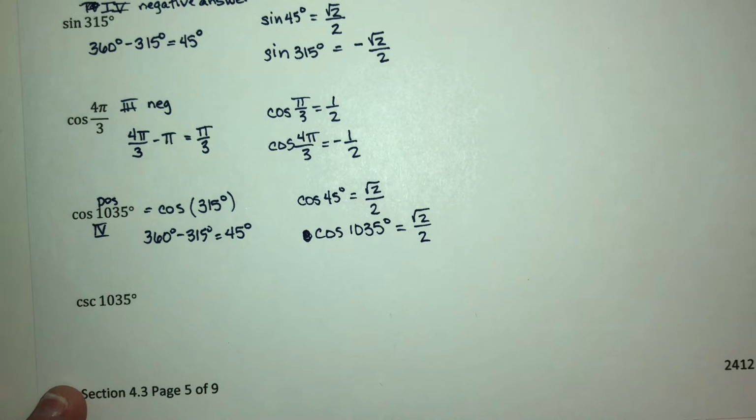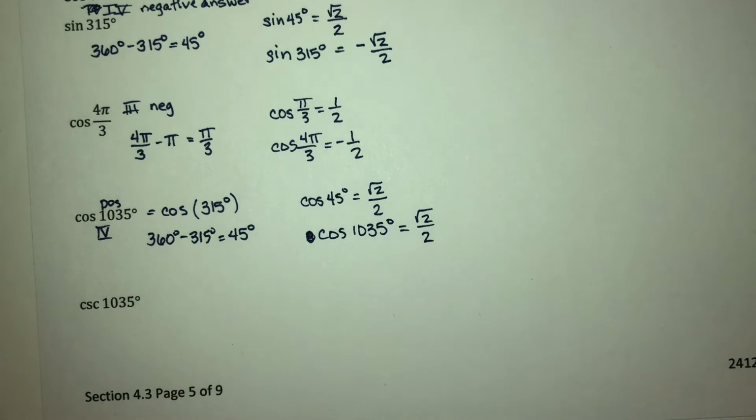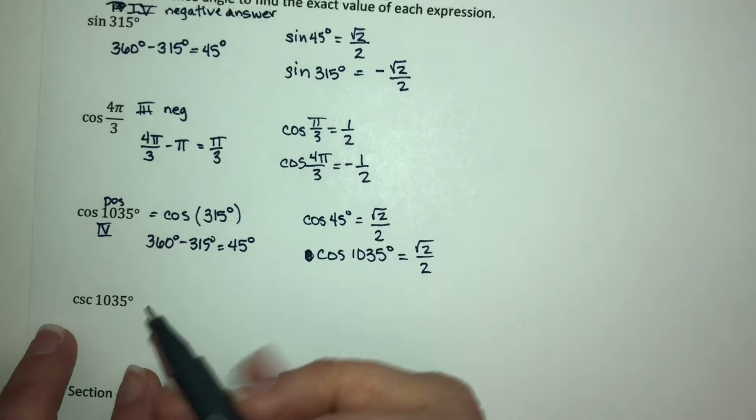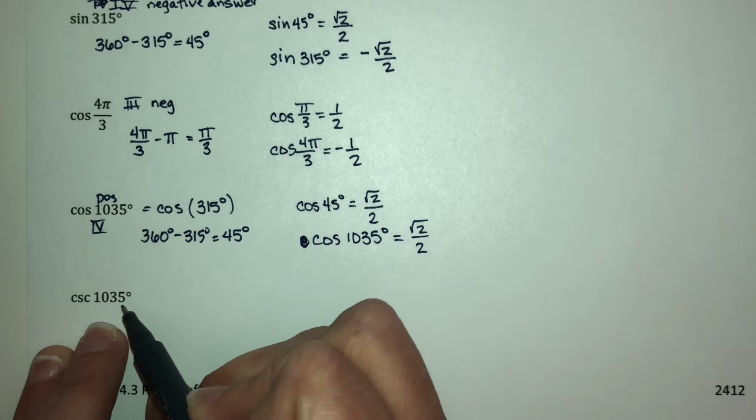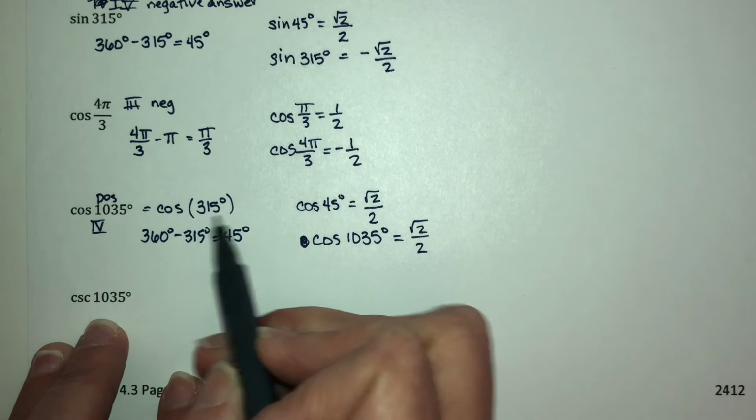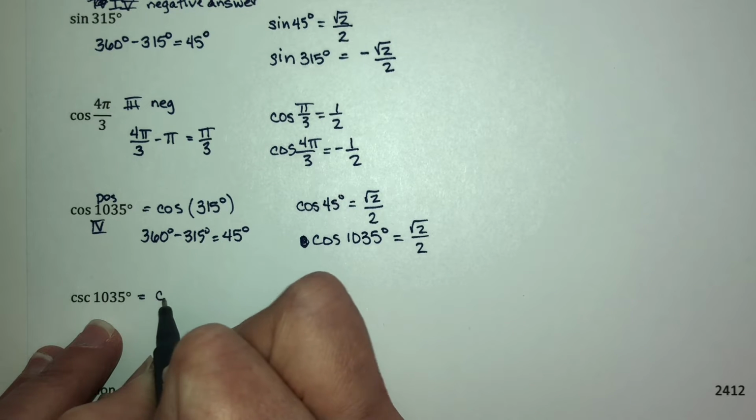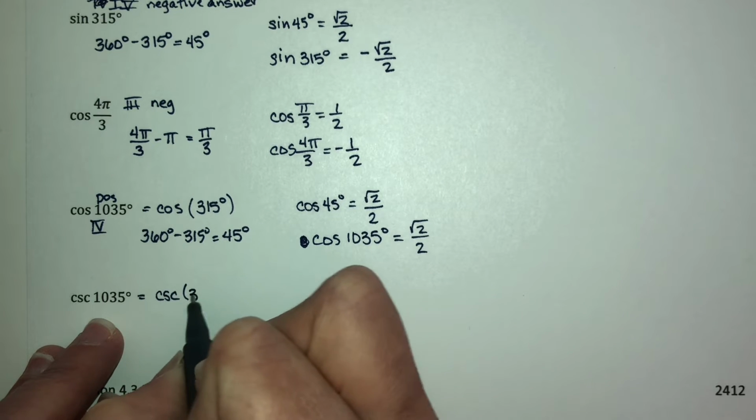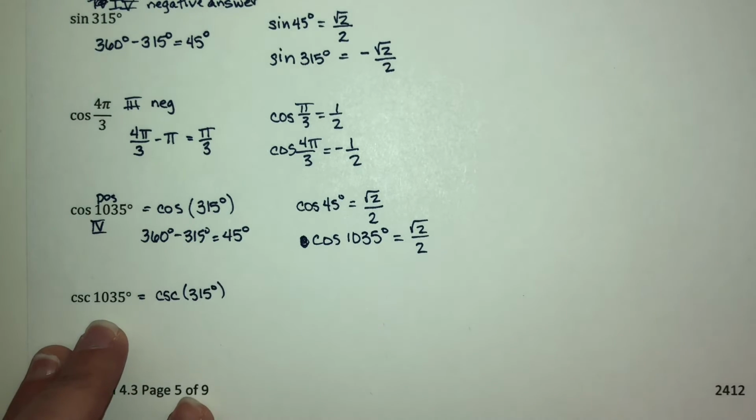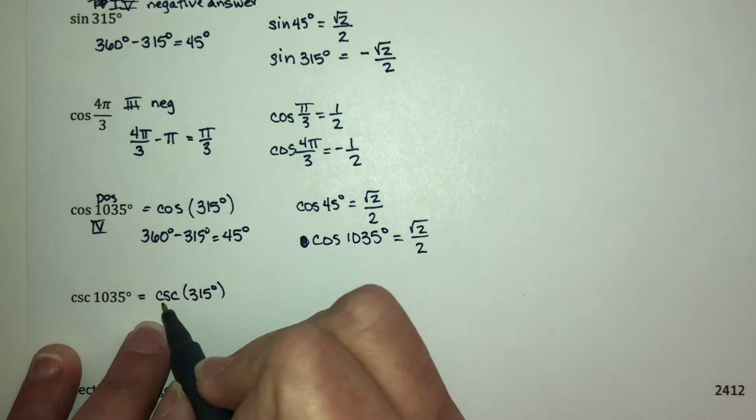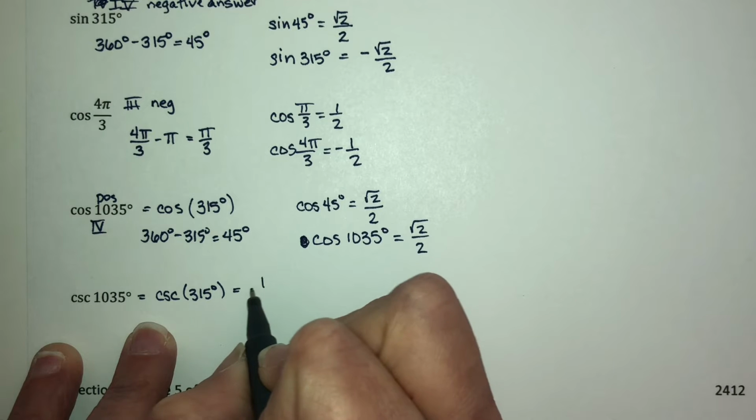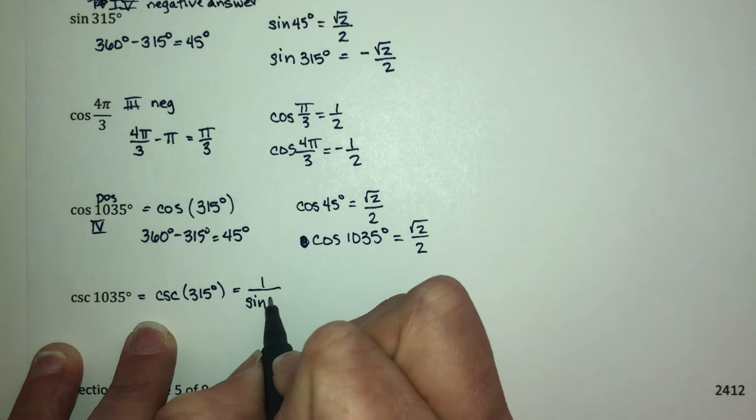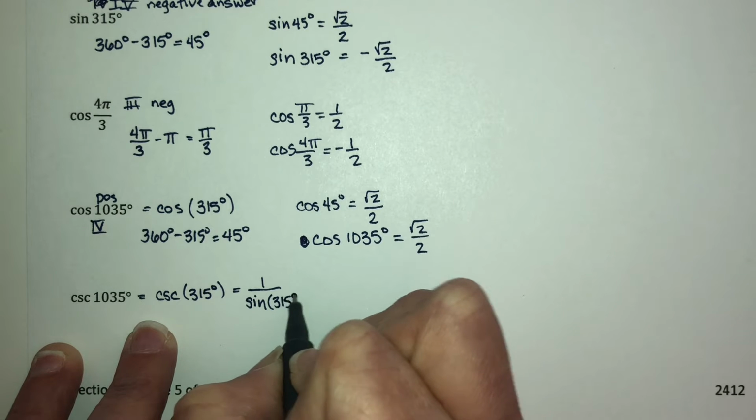Now this next problem is an exercise in making sure we don't work things more than once. We don't make our lives harder. We know that 1035 degrees is coterminal with 315, so cosecant of 1035 is the same as cosecant of 315 degrees. Now cosecant is the reciprocal of sine. So this is the same thing as 1 over sine of 315 degrees.